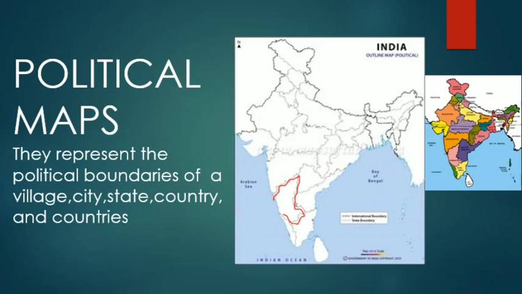If you take a village, the village boundary, that is the political map of a village. If you take a country, the boundary line, that is the political map of that particular country. So this way you can understand the political map.